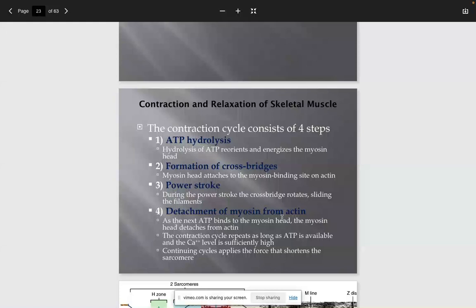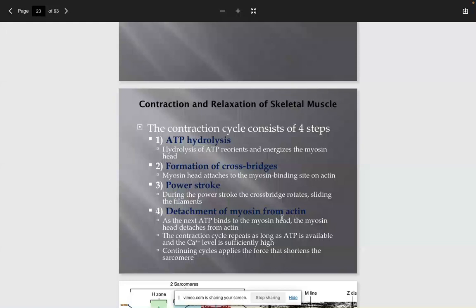So after you have attachment of myosin and actin, you have something called the power stroke, and this is where the myosin and actin cross bridge rotates, and sliding of the filaments actually occurs. And then eventually we have detachment of myosin from actin, and this is where muscle relaxation occurs. So in order for myosin to detach from actin, ATP has to be present. Okay. So as the next ATP binds to the myosin head, it detaches from actin. So ATP will bind to myosin, and then myosin will detach from actin.